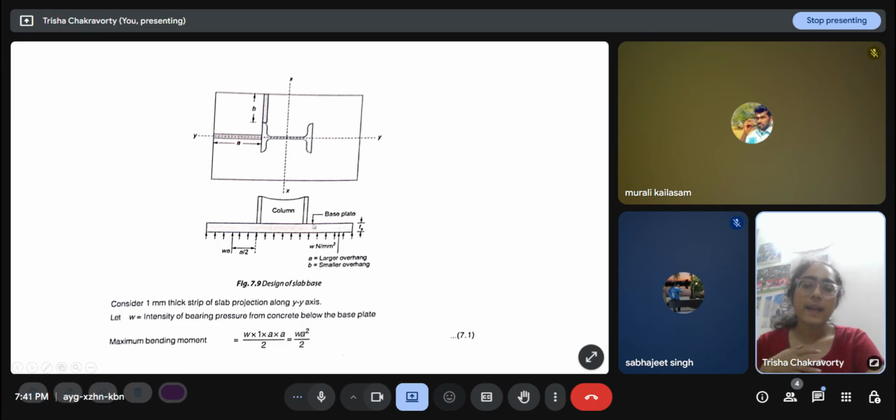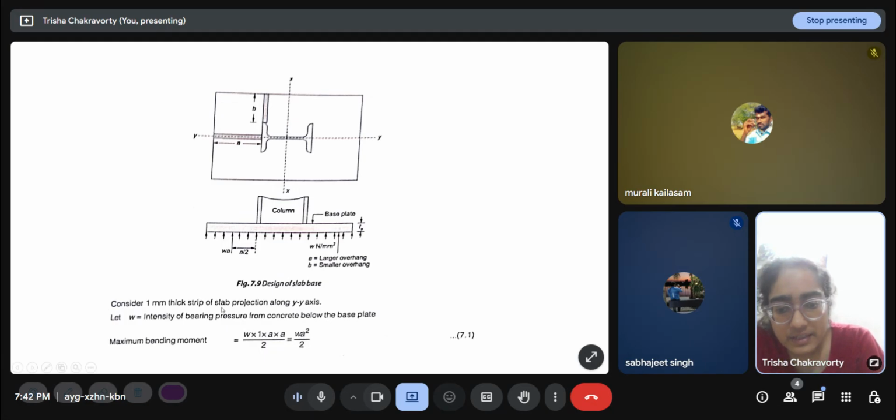This is the column, and here there is a bearing pressure, and this acts as a cantilever, like this part and this part. Imagine it as an inverted cantilever. If you draw it on the other side, you will see there's a downward loading on a cantilever. And into the plane from the side view there is some width, but I just assume that along this axis we see a 1 millimeter thickness. Then let W be the intensity of bearing pressure from concrete below the base plate.